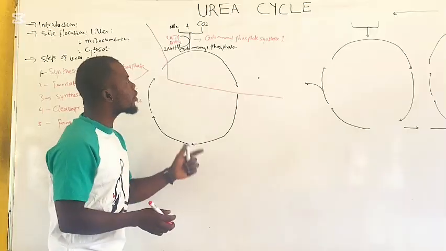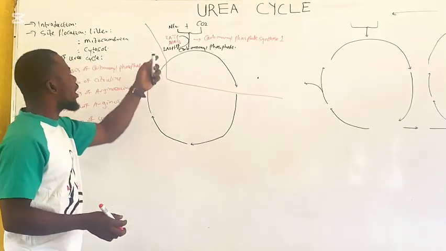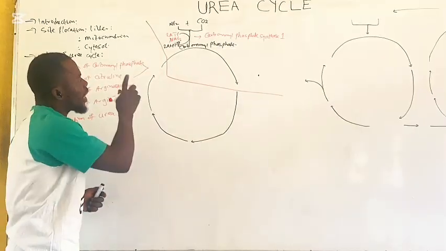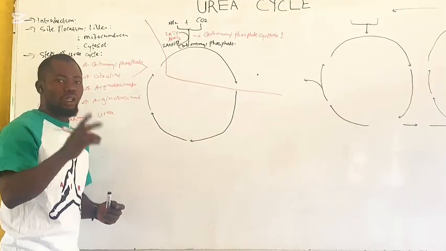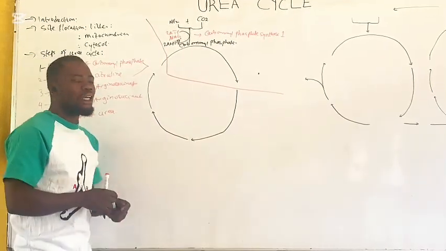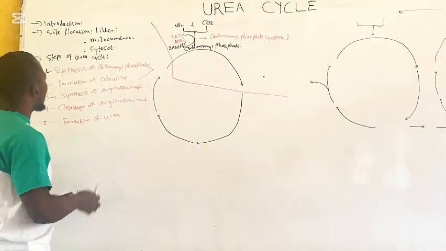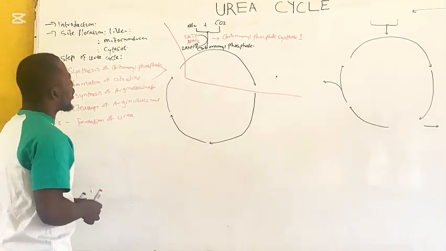There is carbamoyl phosphate synthase 1, the one that catalyzes the reaction between ammonia and carbon dioxide in the urea cycle, and there is carbamoyl phosphate synthase 2. That one catalyzes the pyrimidine nucleotide synthesis. So that is the first step of the urea cycle.